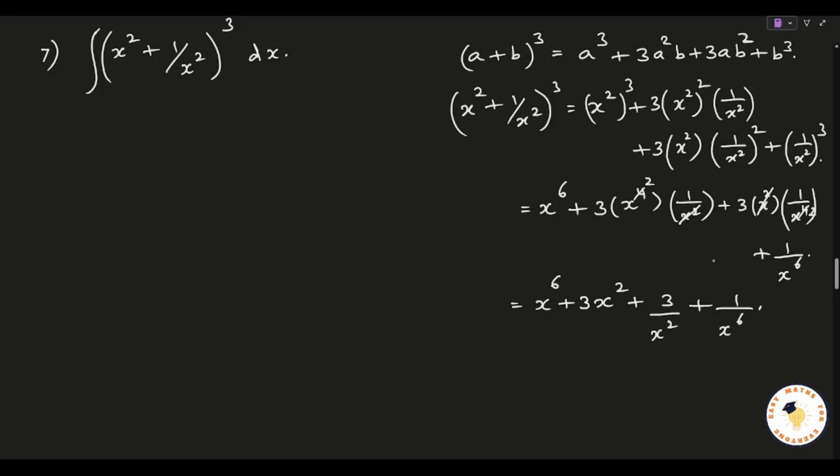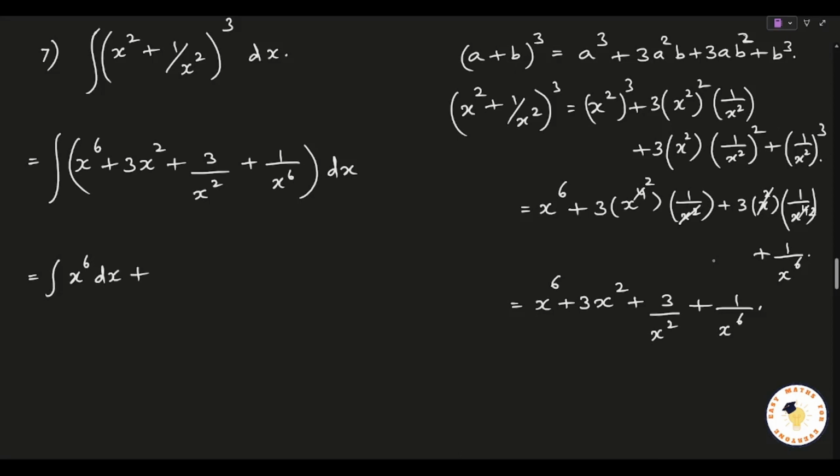So this is the expansion of x square plus 1 by x square whole cube, which we are going to use here. So this integral becomes integral of x power 6 plus 3x square plus 3 by x square plus 1 by x power 6 into dx. Splitting this into individual integrals, we get integral x power 6 dx plus 3 times integral x square dx plus 3 times integral 1 by x square can be written as x power minus 2 dx plus integral 1 by x power 6 can be written as x power minus 6 dx.